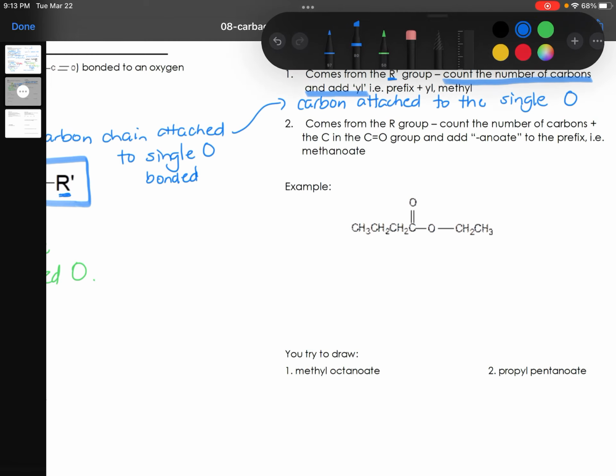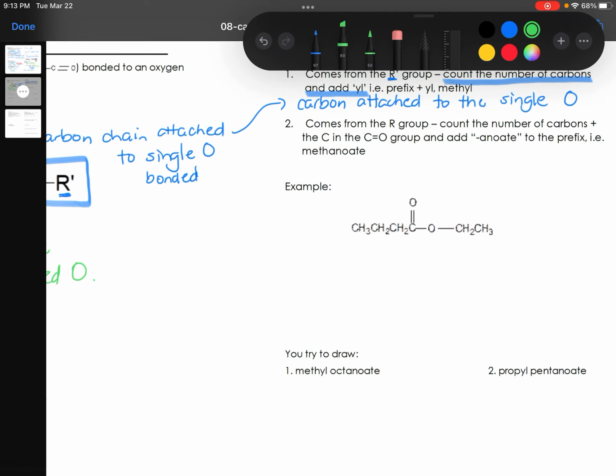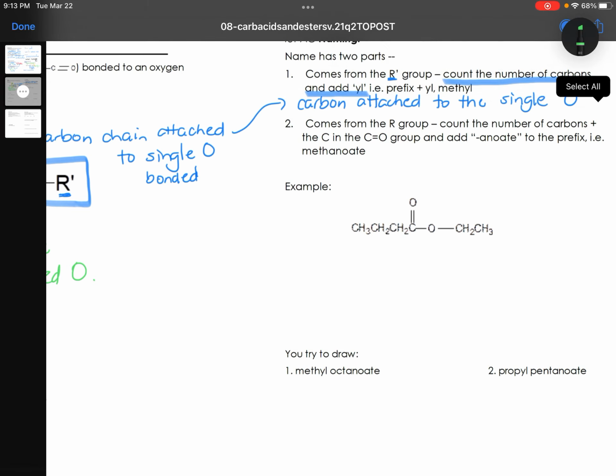Okay, and then the other side, and you're going to see in a minute that that side comes from the carboxylic acid. So is it a little bit more important? I guess so, kind of. So it gets the fancy ending. You're going to count the number of carbons, including the C double bond O carbon, and you add the ending anoate.